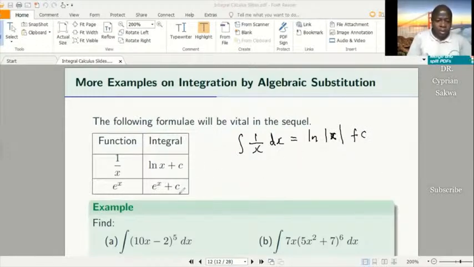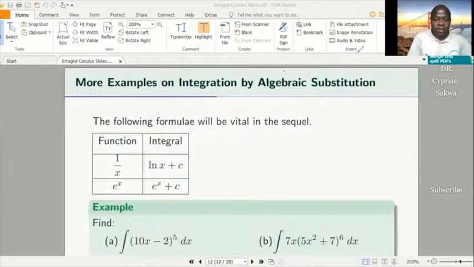What about the integral of e raised to x, dx? The integral of e raised to x dx is given by e raised to x plus the constant of integration. So these are the two formulas that I want us to begin with, so that we can use them in some of our examples.